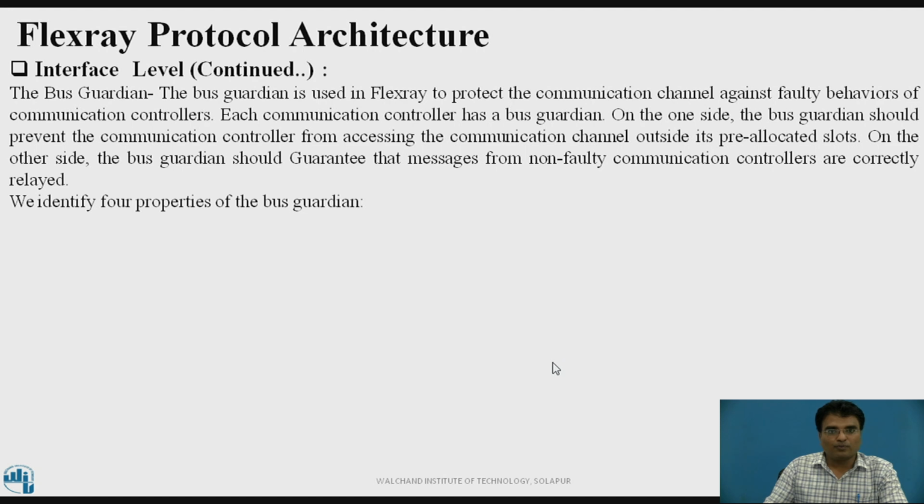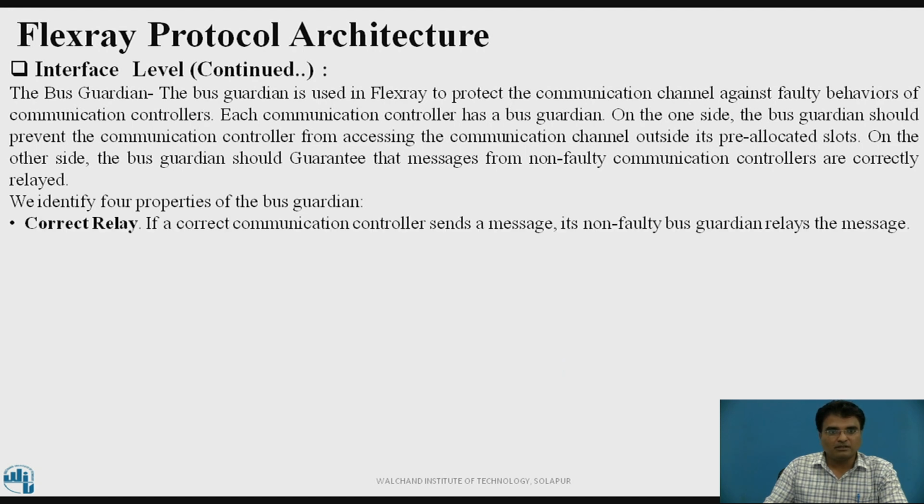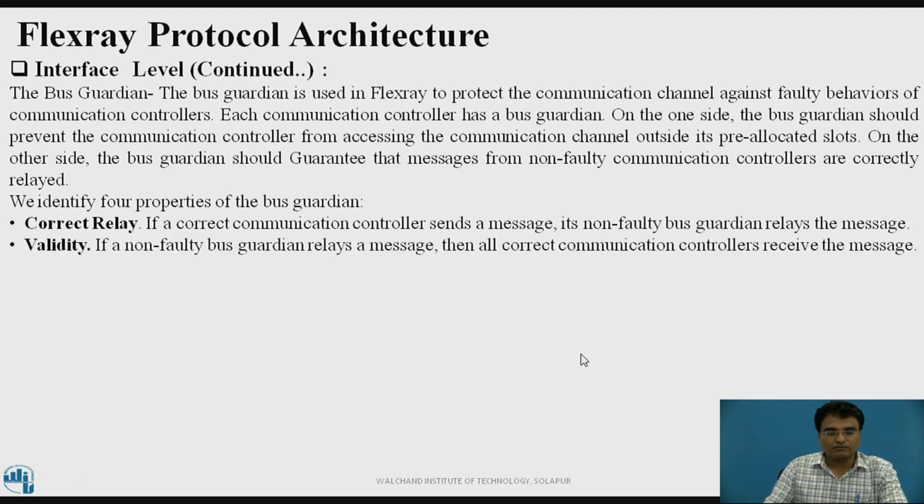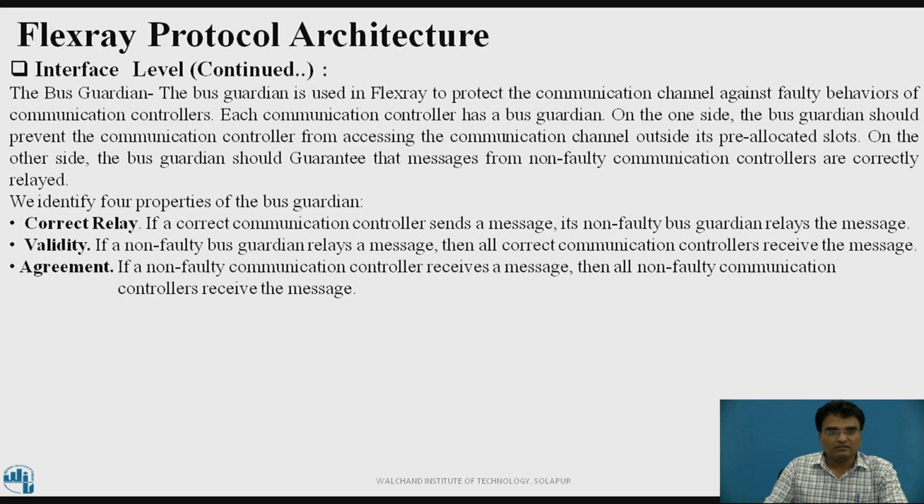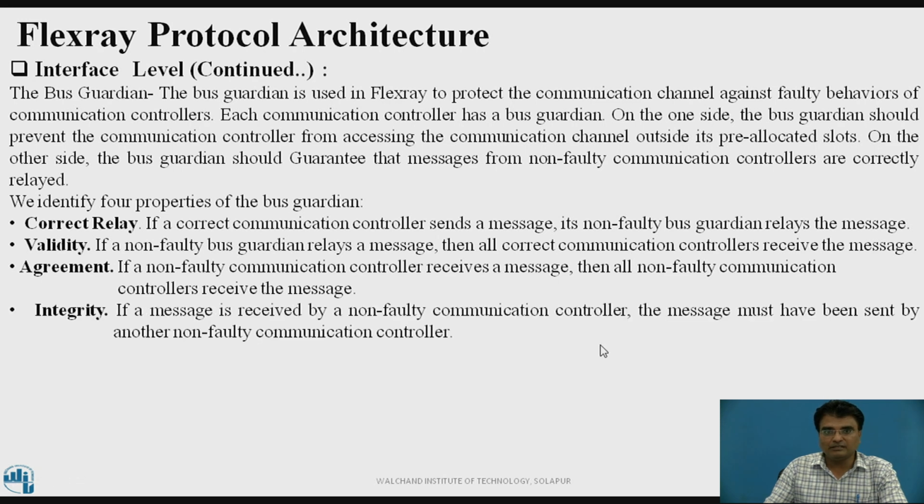We identify four properties of the bus guardian. First, correct relay: if a correct communication controller sends a message, its non-faulty bus guardian relays the message. Second, validity: if a non-faulty bus guardian relays a message, then all correct communications controllers receive the message. Third, agreement: if a non-faulty communication controller receives a message, then all non-faulty communications controllers receive the message. Fourth, integrity: if a message is received by a non-faulty communications controller, the message must have been sent by another non-faulty communications controller.